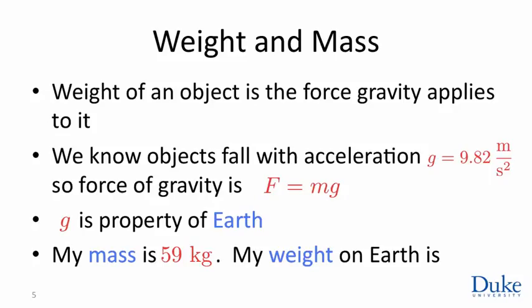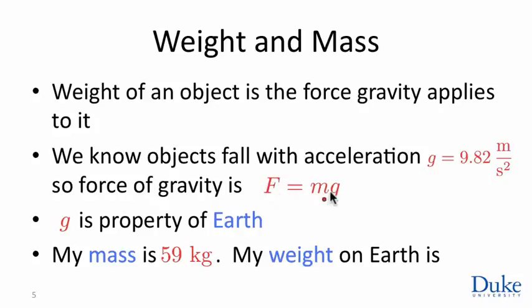Of course, gravity is going to play an important role in what goes on. It's also a force that acts all around us, so let's quantify what we said. The weight of an object is defined to be the force gravity applies to it. We know that objects on Earth fall with an acceleration that I told you, 9.82 meters per second squared. So the force of gravity on any object is directed always down.